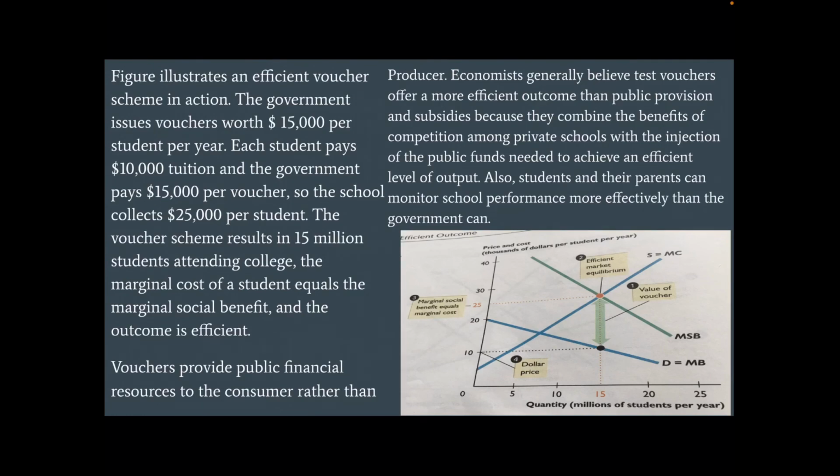The figure illustrates the efficient voucher scheme in action. The government issues vouchers worth $15,000 per student per year. Each student pays $10,000 tuition and the government pays $15,000 per voucher, so the school collects $25,000 per student. The voucher scheme results in 15 million students attending college. The marginal cost of a student equals the marginal social benefit, and the outcome is efficient.